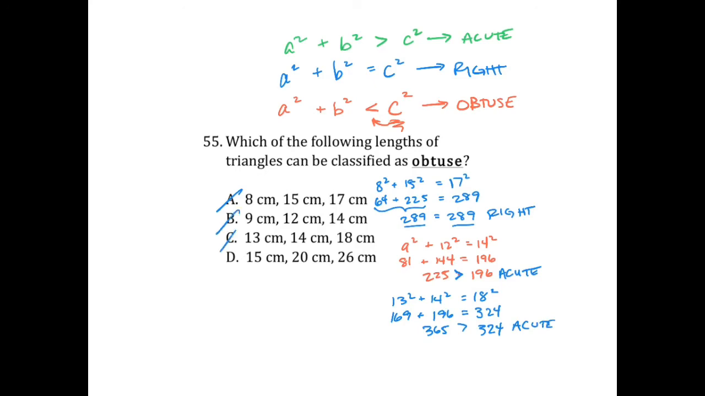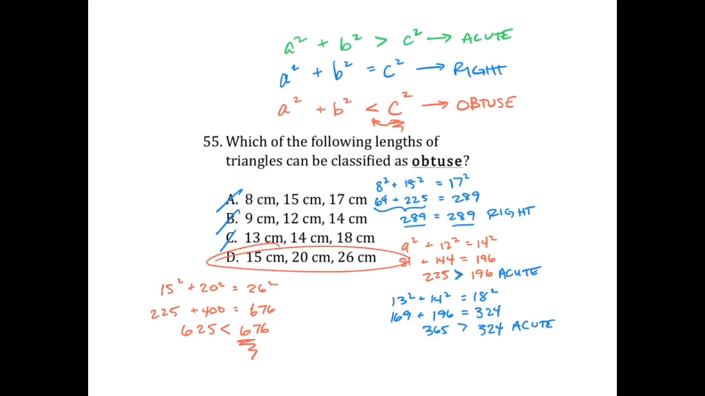So the answer's got to be D, but let's make sure. 15 squared plus 20 squared equals 26 squared. That's 225 plus 400 equals 625, and 26 squared is 676. All right, this is the one. We can see that the C squared was so big that it was too big for the Pythagorean theorem, so it must be an obtuse triangle.